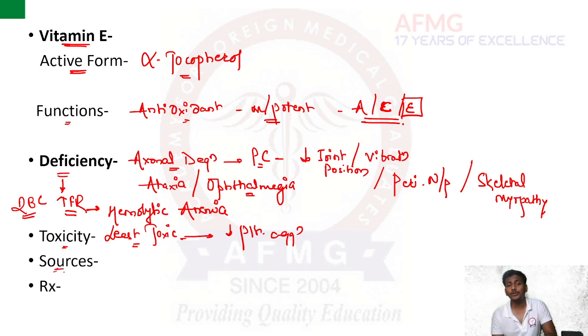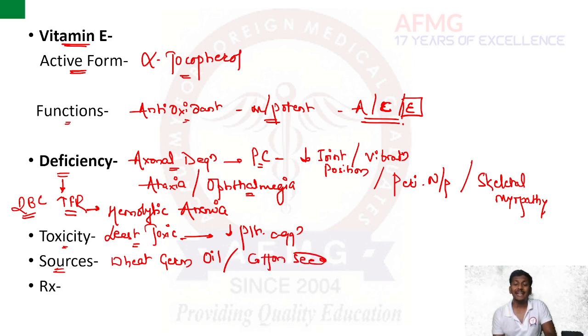If I talk about the sources of vitamin E, this is important. Please remember, vitamin E is obtained from wheat germ oil, or it can also be obtained from cotton seed oil and even from sunflower oil. So wheat germ oil, cotton seed oil and sunflower oil are the sources of vitamin E.